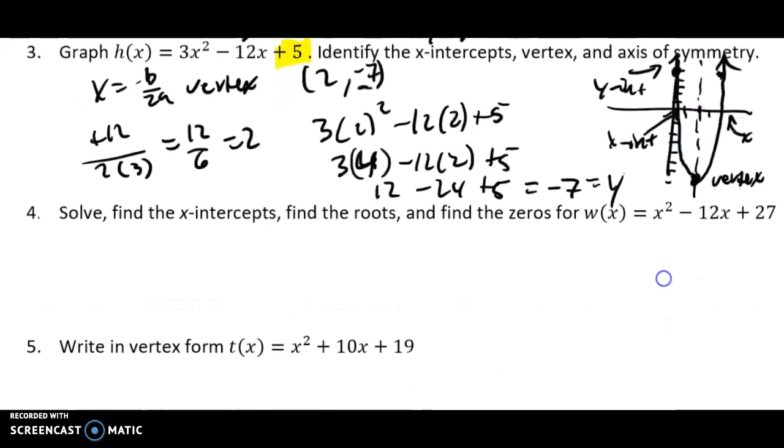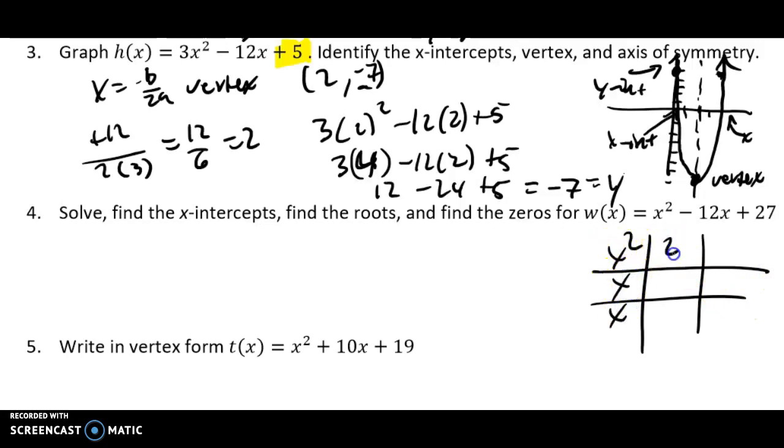So number 4 says solve, find the x-intercepts, find the roots, and find the zeros, and it turns out it is all the same thing. So you find one set of numbers and you're good. Okay, so this is our graph. We're not going to graph it, but we can. But we will tic-tac-toe it. So we have x squared, x and x, 27. 27 is 9 times 3, but we're going to use negatives. So we multiply across and add up, we get -12x.